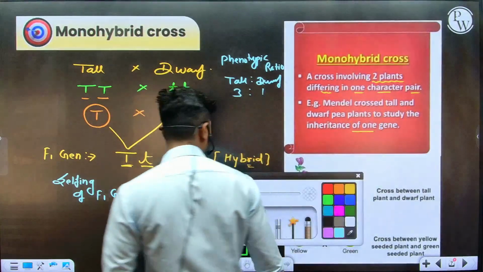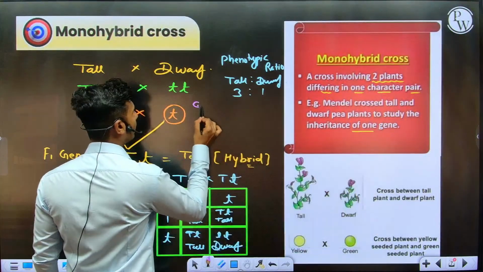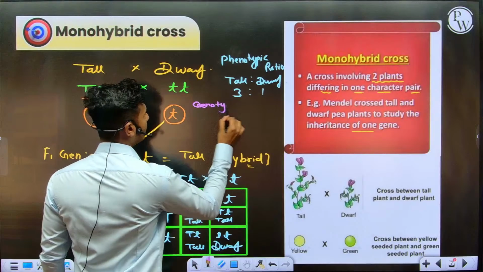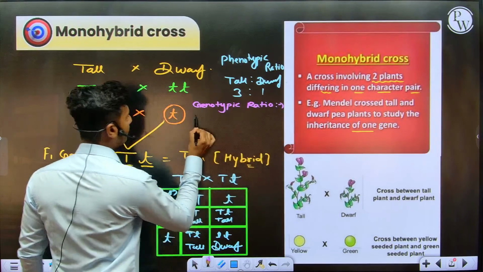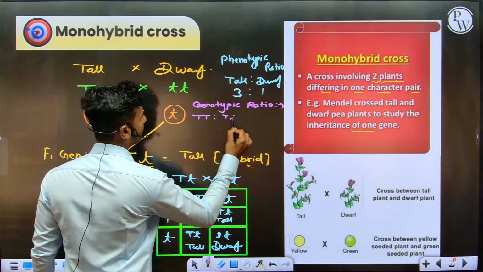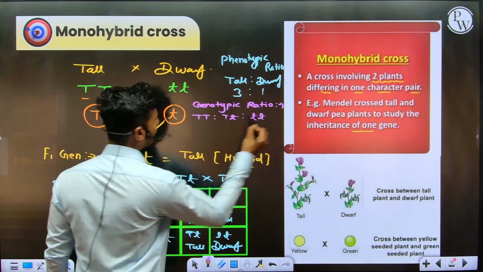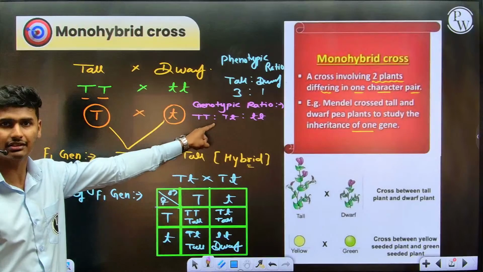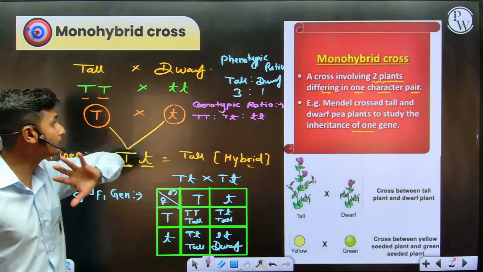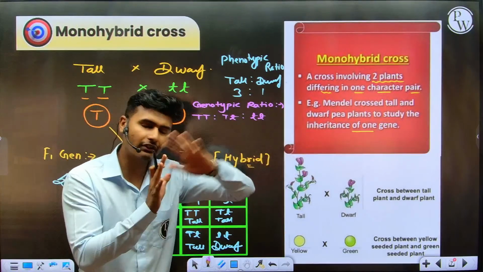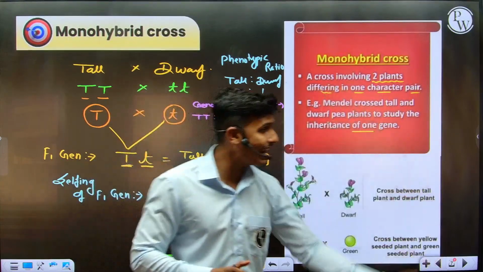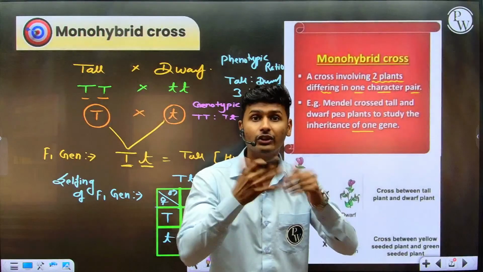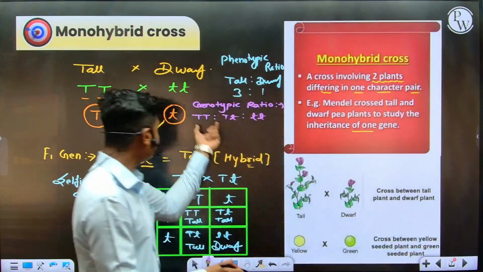If we are talking about the genotypic ratio, then capital T is to capital T small t is to small t, because genotypically they are looking like this. They are not observed exactly. Observation is a different thing. By looking at someone, we can only identify the phenotype, not the genotype. So genotypically they are looking like this.